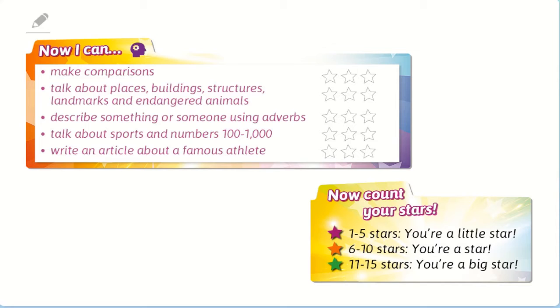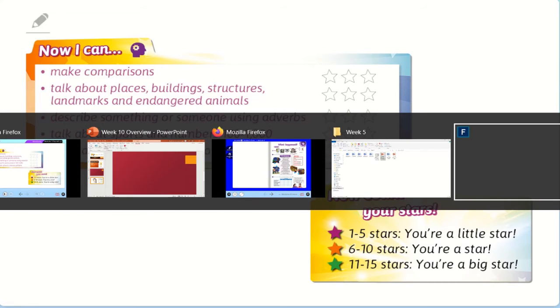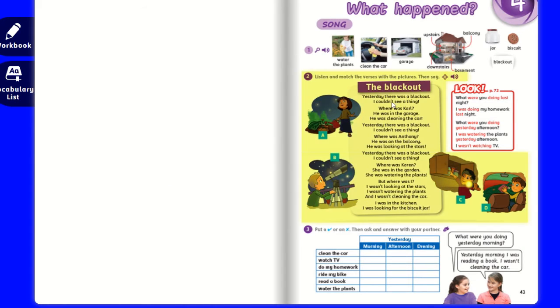On Monday, we will start with module 4. Let me find it. Yes, here. This is module 4 and entitled What Happened? Remember, we studied something like that in module 2 about what happened. So all this module is going to focus on past events, and this is for real. Let's have an overview of this module.